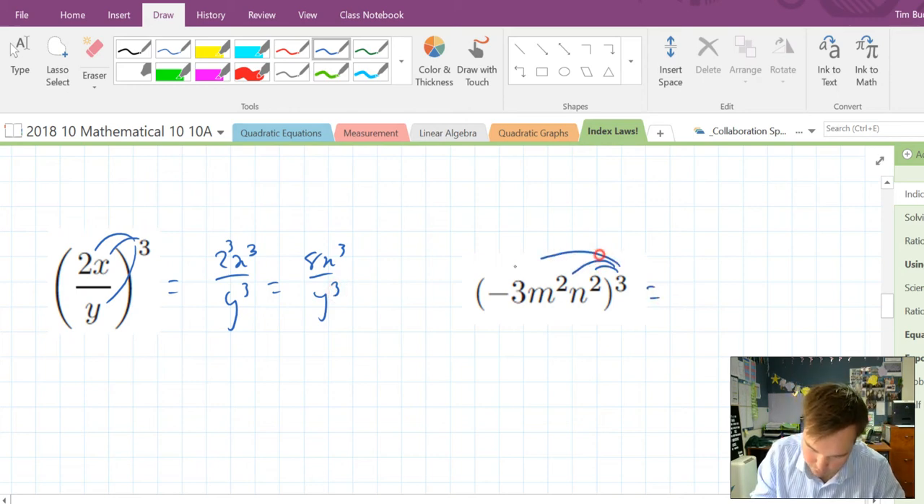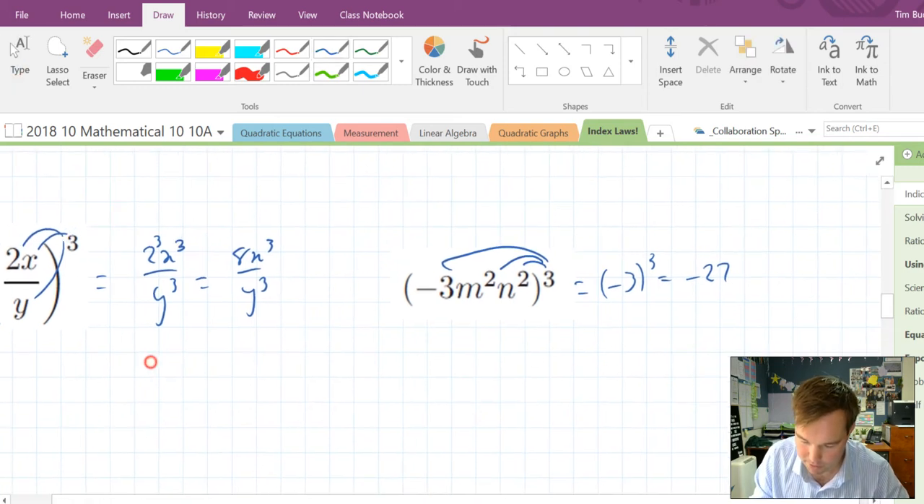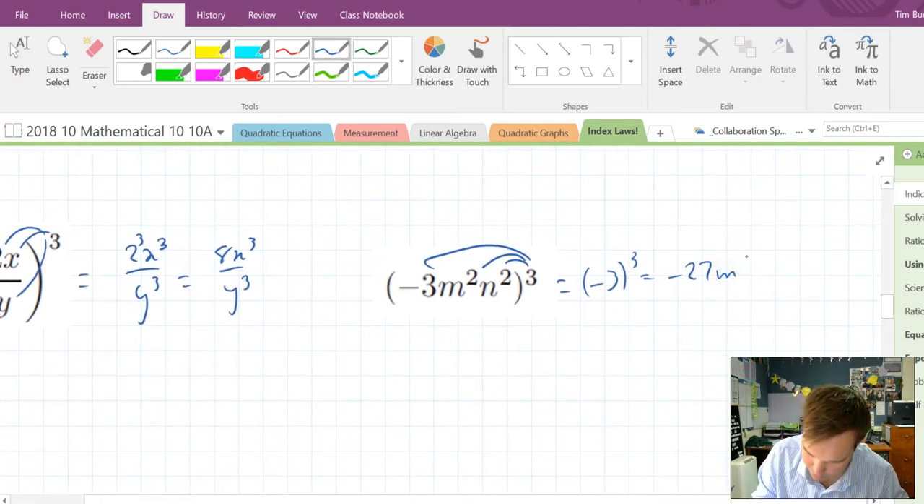Boom, boom, boom. Minus 3 to the 3 is minus 27. Then you multiply the powers, so we have m to the 6, n to the 6.